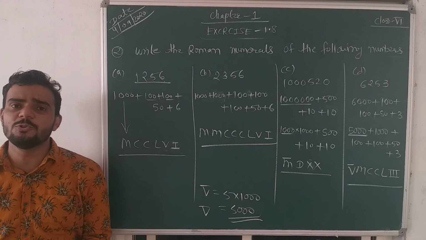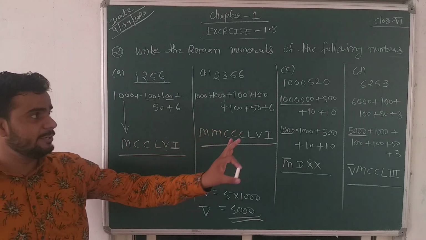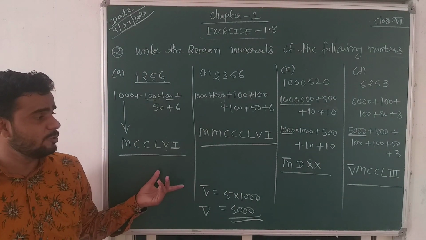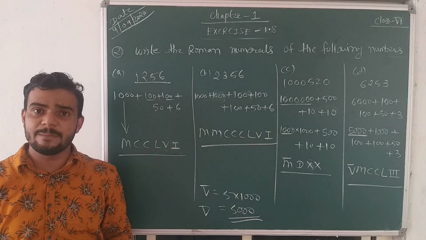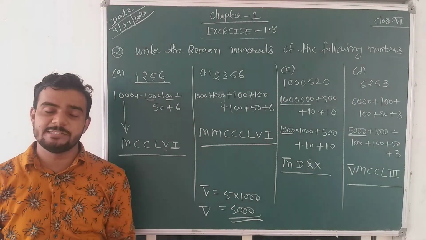So this is the way to change the Indian system into Roman numerals. I think you understood. If you face a problem, then you can ask. But I think you understood and this is very easy. So just try to solve the examples and the rest, question number 3 and 4. Okay, so take a screenshot and write it in a notebook.